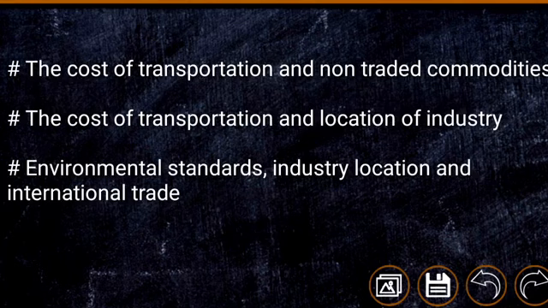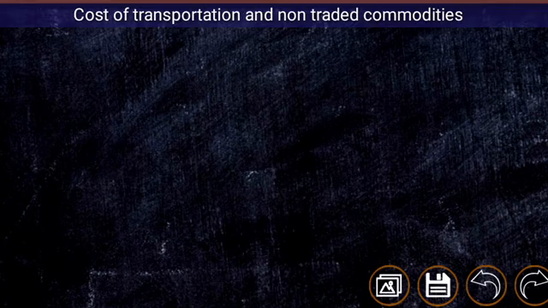Therefore, under this head, we are analyzing the cost of transportation and non-traded commodities, cost of transportation and location of different industries, and environmental standards, location of industry and international trade. We are going to analyze the topic in three heads. First of all, we are moving to the area of cost of transportation and non-traded commodities.